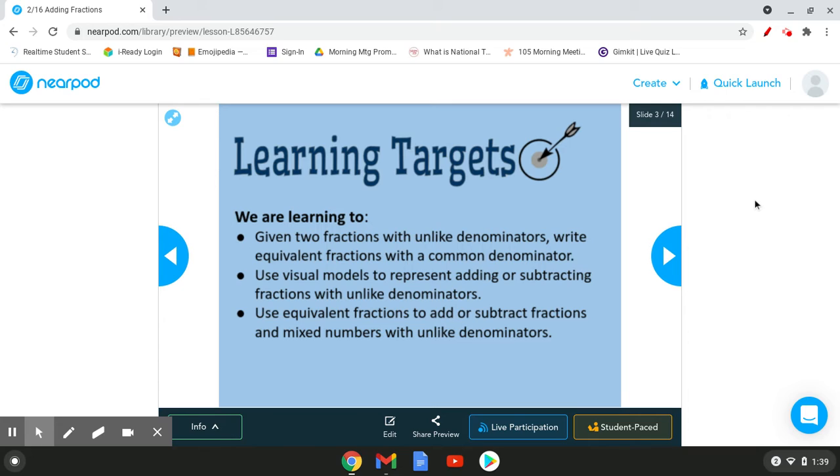So our learning targets are the same. We are still continuing to develop our understanding of how to add fractions with unlike denominators using what we know about equivalent fractions to create common denominators so that way we can add.